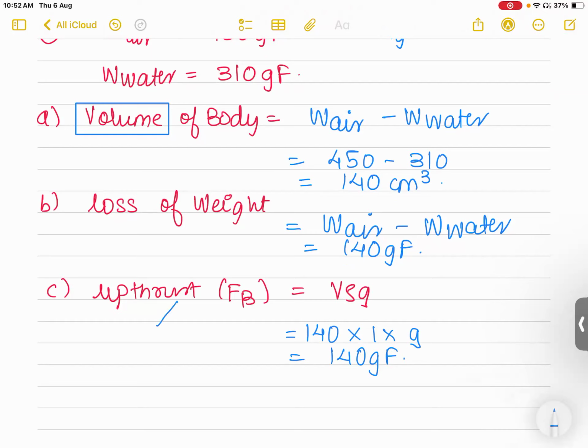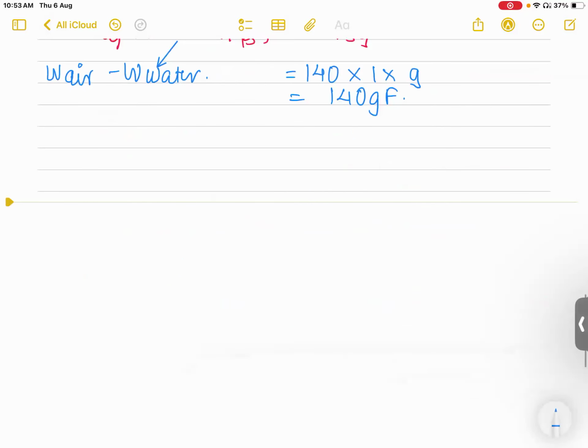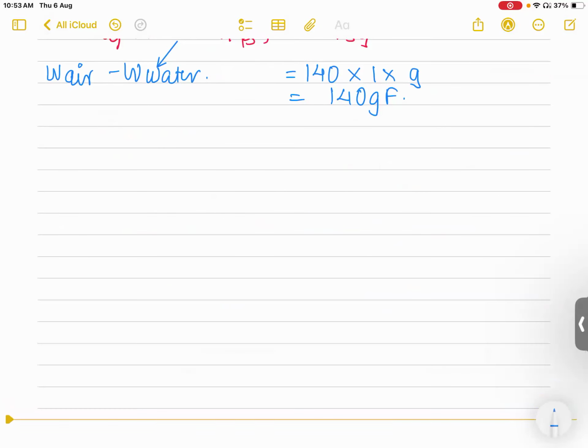Another trick to solve is upthrust can even be written as weight in air minus weight in water. Subtract here, we will get the same thing. Okay, students, I hope we are now confident in solving these sums. Let's try the next one.